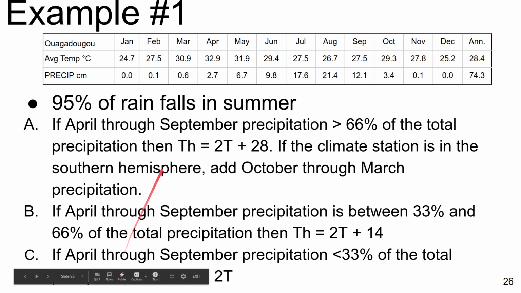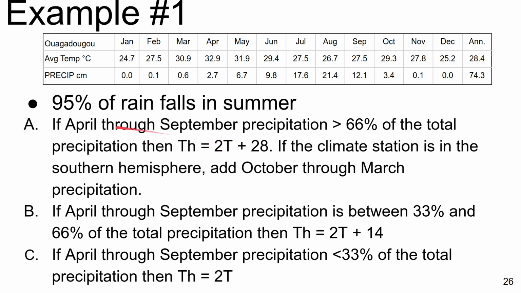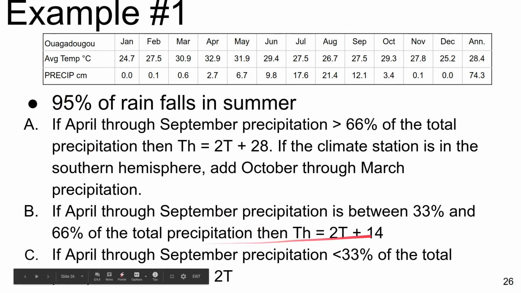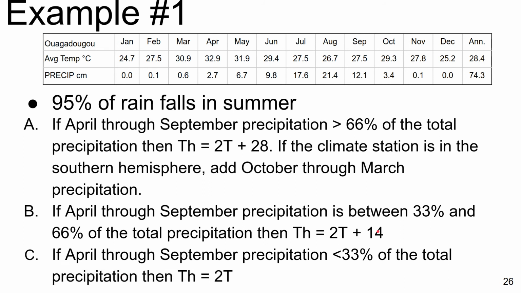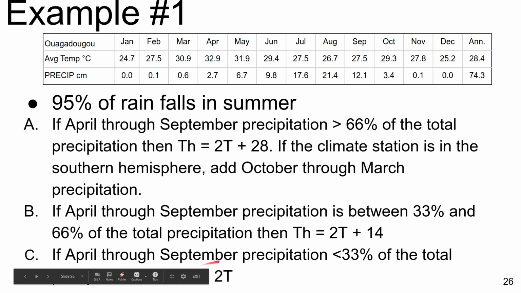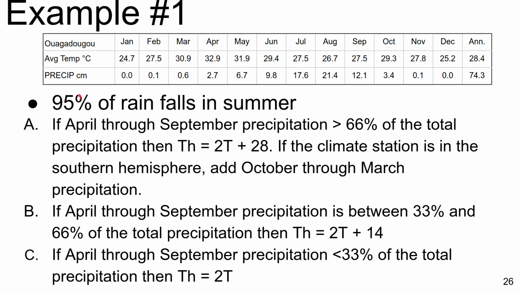So then we have our choice of calculating out the TH. If April through September precip is more than 66%, 95 is more than 66, so we're done. TH equals 2T plus 28. If this number was between 33% and 66%, then it would be 2T plus 14. And if this number was less than 33%, then the threshold number would just be 2 times T.